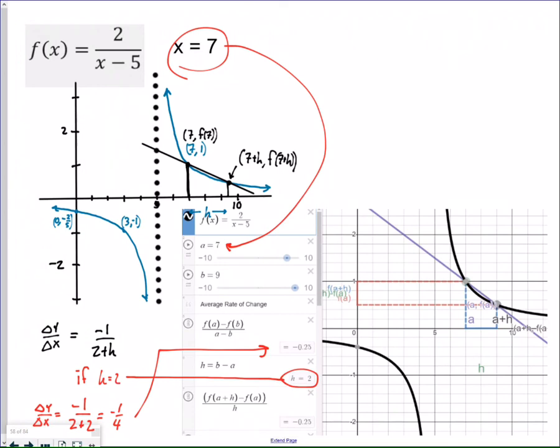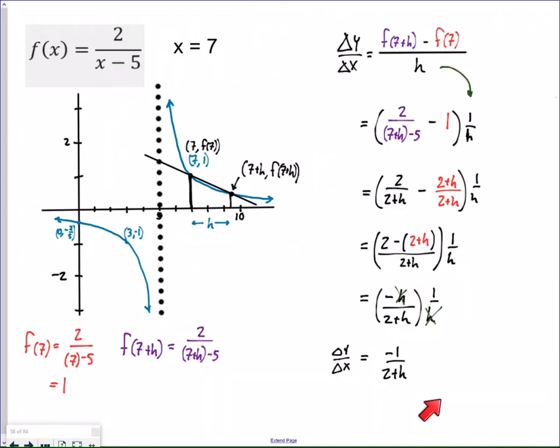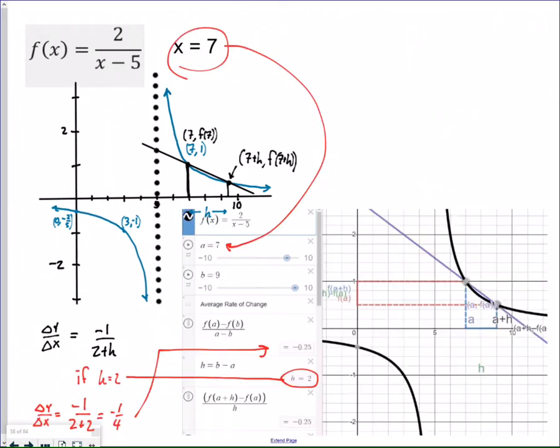So that's how you find slope using pre-calculus techniques and how you check your answers.